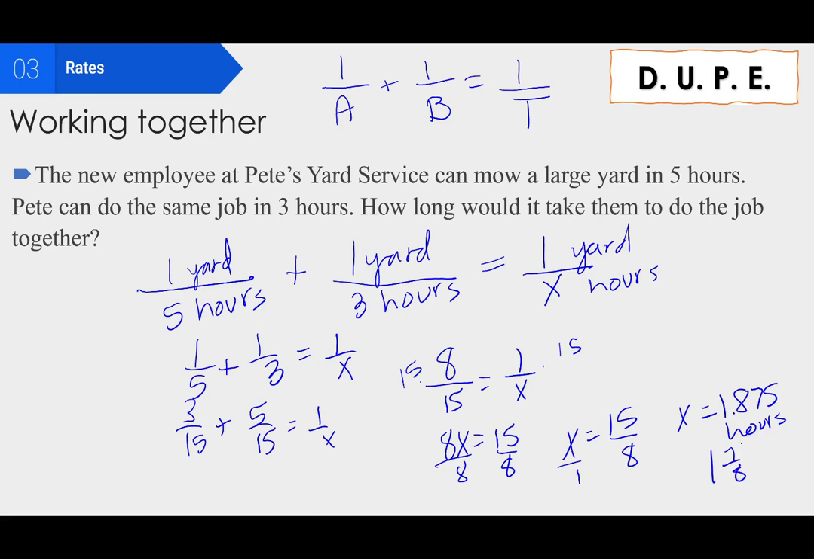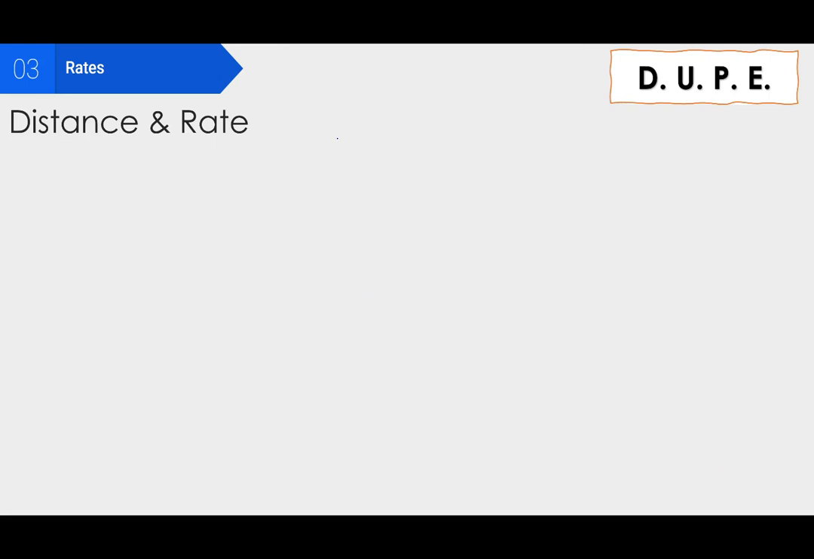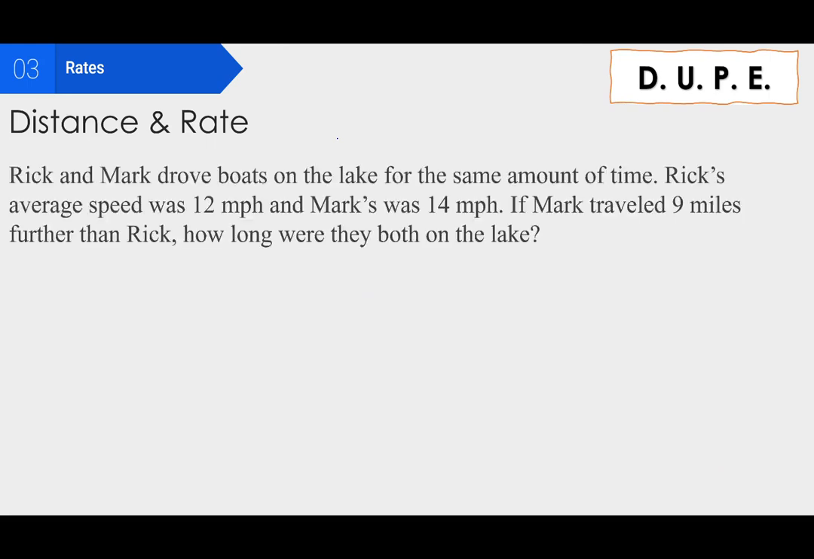So on these work rate problems, you can use this formula, depending on which variable you're looking for. Okay, let's look at distance and rate. So first, we're going to compare Rick and Mark. Rick and Mark drove boats on the lake, sailed boats maybe. Drove doesn't really make a lot of sense. On the lake for the same amount of time. Okay, so again, we're looking for data, same amount, that's going to be important.